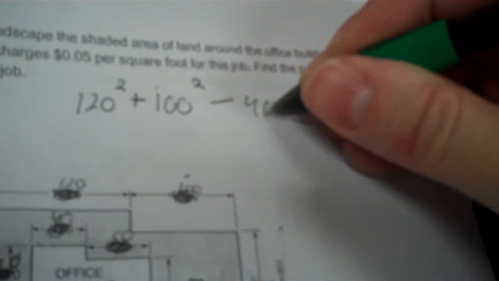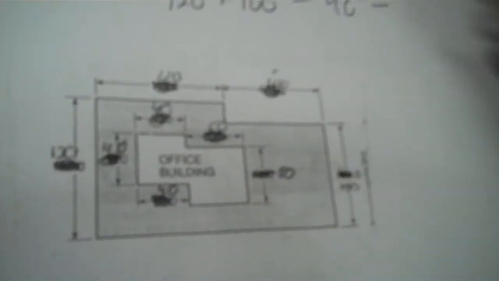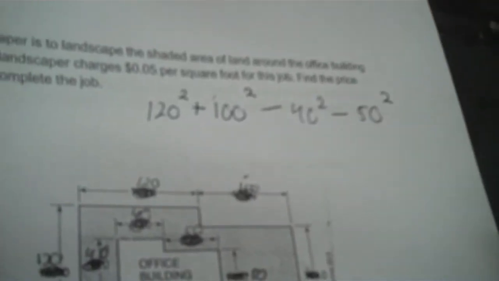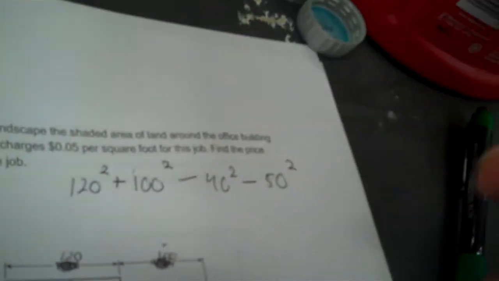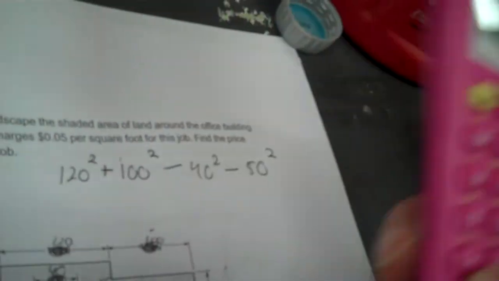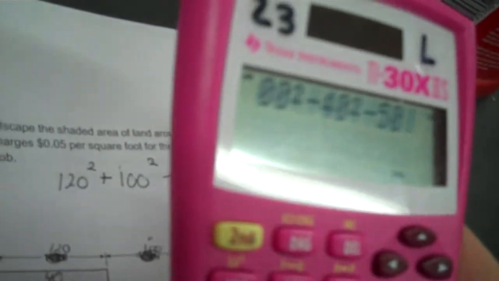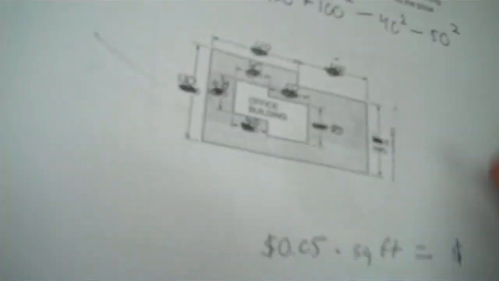So the building's also 2 squares. Well, the square's dimensions there are 40. So minus 40 to the second. And the dimensions here are 50 to the second. So you're adding the two outside squares, but then you're going in and subtracting those. So I take 120. You can just do it on a calculator. Okay, and we got 300 square feet.